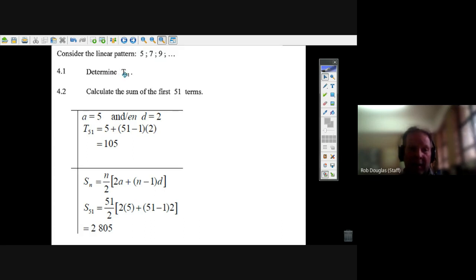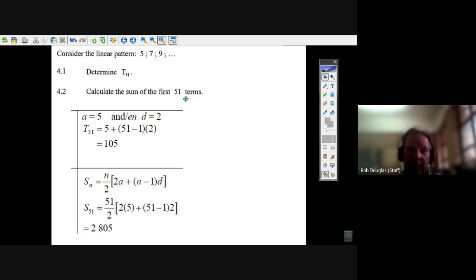Well, all you have to do is go Tn equals a plus (n minus 1) times d. You're given that formula. So the 51st term, T51, is a, which is 5, the first term, plus (51 minus 1) times the common difference. Well, 50 times 2 is 100, plus 5. The 51st term must be 105.